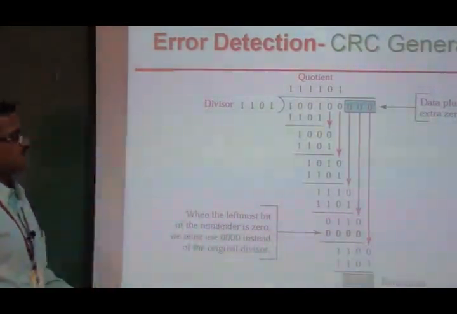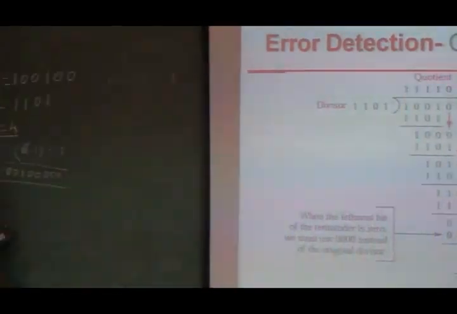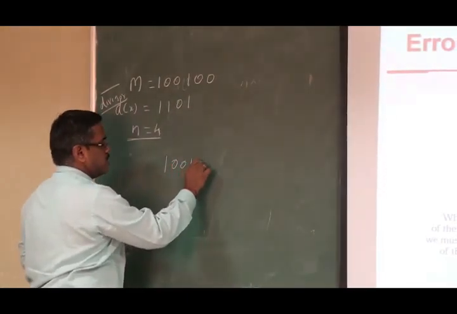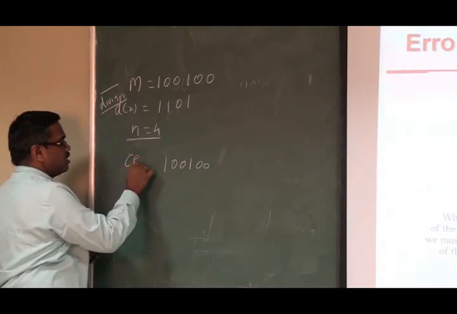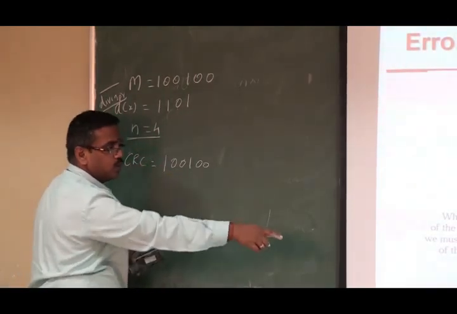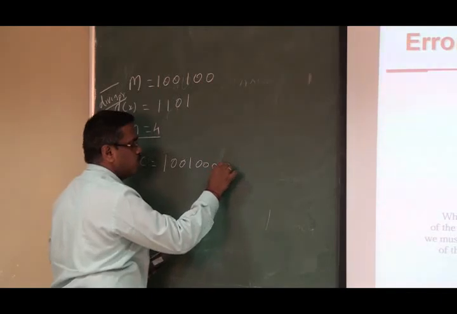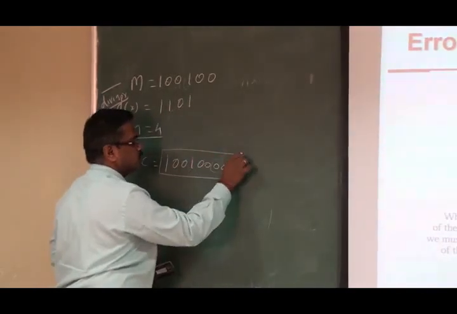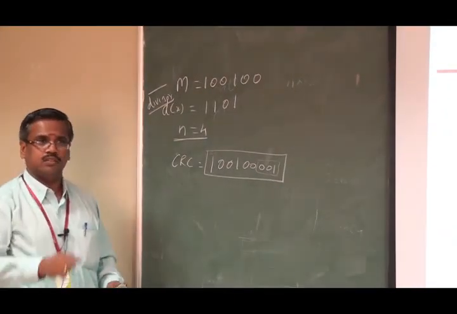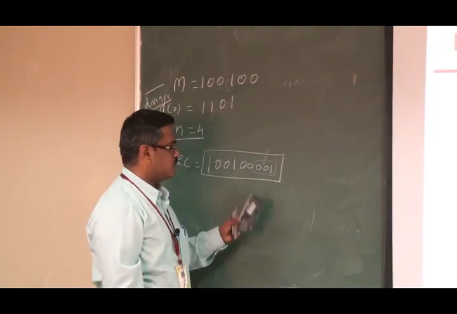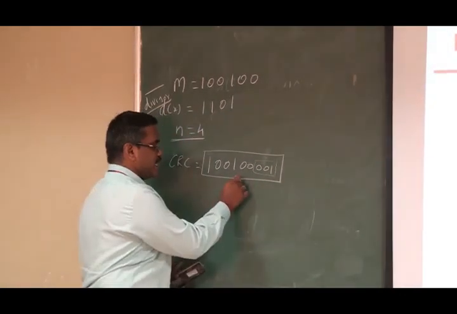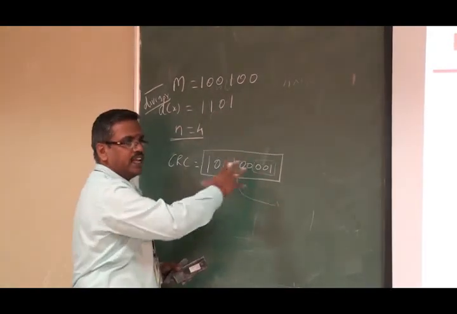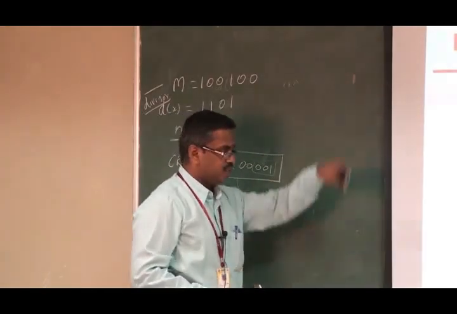After generating this CRC, it can be added to the original message. The original message is 100100, and the remainder is 001. So this remainder is added here. The total thing is called the CRC checksum data unit, the CRC data unit. This can be transmitted to the receiver side. So this is the whole technique followed by the center side, that is the generator.